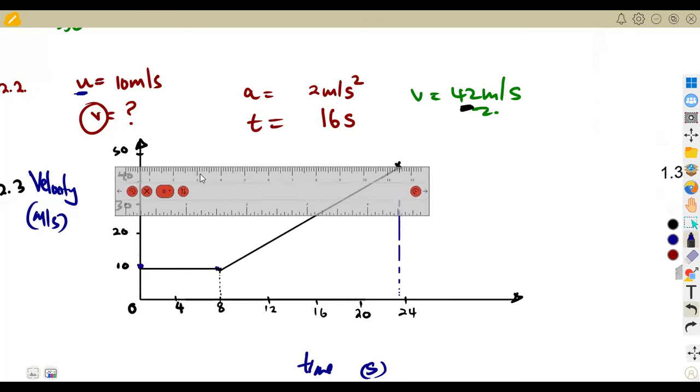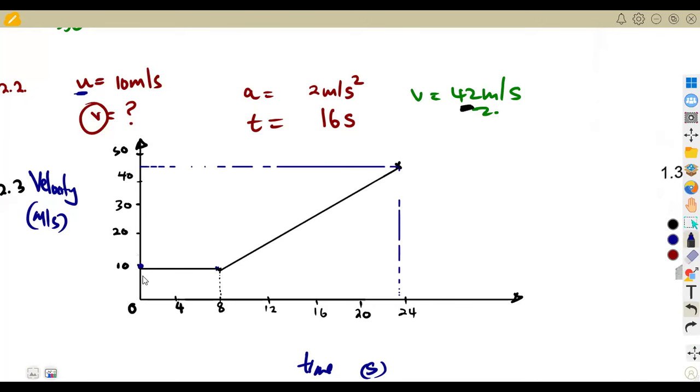Just join somewhere here. Straight to the vertical axis, all right? So something like this. So that's it. This is your velocity time graph, all right? So it's a constant part, then acceleration part, okay? So there are two phases, like I was saying.